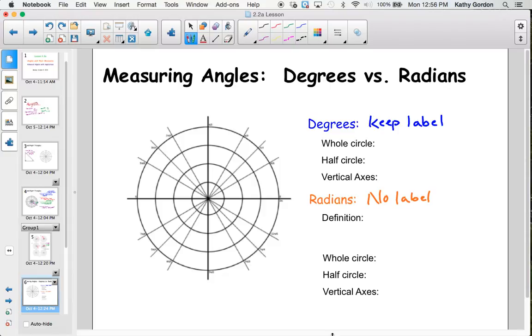So, with the degrees, just to reiterate what we know, how many degrees is a whole circle all the way around? 360. If I only want to go halfway around, then it's how many degrees? 180. And then the positive vertical axis would be how much? 90. And the bottom negative vertical axis would be? Could be negative 90. How about as a positive? 270. Good.